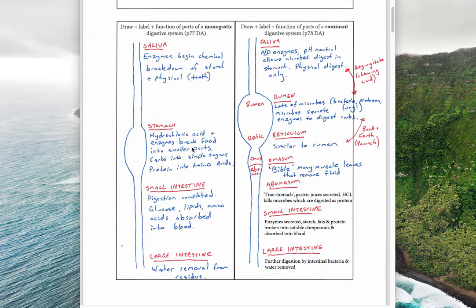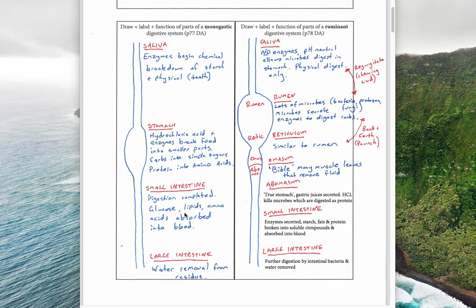And that helps break the food apart into smaller parts, carbs into simple sugars, and proteins into amino acids. So in a way, the monogastric digestive system is very simple, very straightforward, and not very complex. It takes in very high quality, nutrient-dense food, and just breaks it apart and digests it. The digestion is completed by the time it gets to the small intestine.